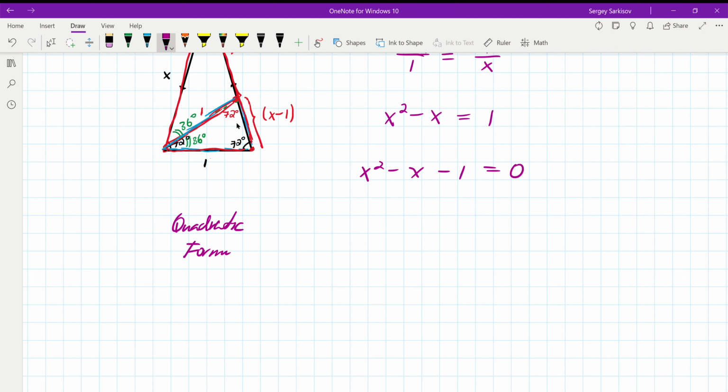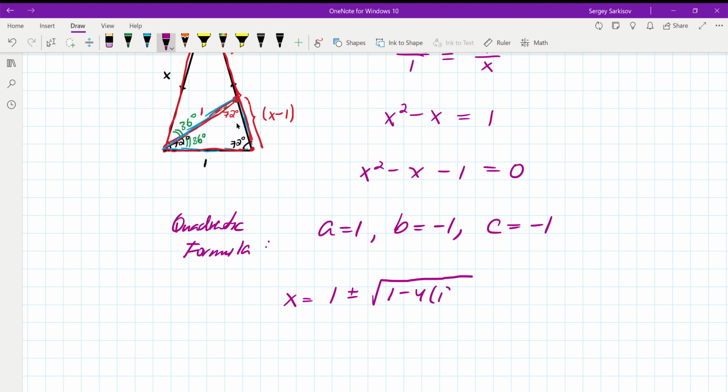and I'll write that. Usually I wouldn't write that, as we probably know and understand it. But quadratic formula, a is equal to 1, b is equal to negative 1, c is equal to negative 1, right? And so you put in, and you get x is equal to negative b, so positive 1, plus or minus the square root of b squared, which is negative 1 squared, is 1, minus 4 times a, 1, times c, negative 1, all over 2a, 2 times 1. That's equal to 1 plus or minus the square root of 5, over 2.